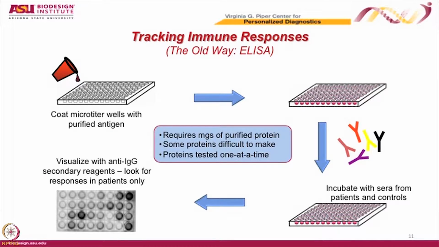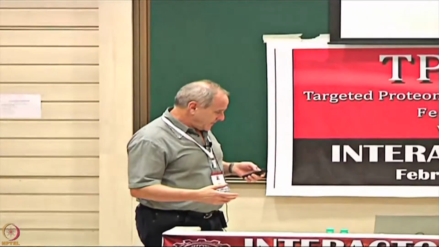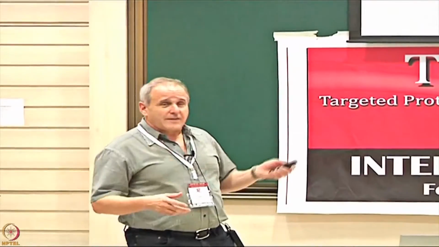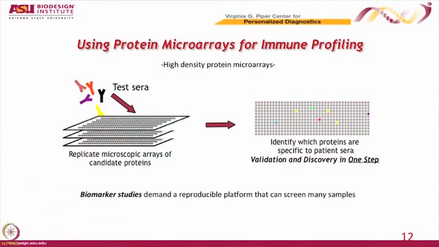The challenge, of course, as I mentioned before, is that it requires a lot of protein to coat these wells. Some proteins are not easy to make. And you're testing proteins by this method, one protein at a time. And if you want to think like a modern systems biologist and you want to think at scale, you'd rather be testing thousands of proteins at a time. And so that was this, and this time I have the picture there, so it's much better.